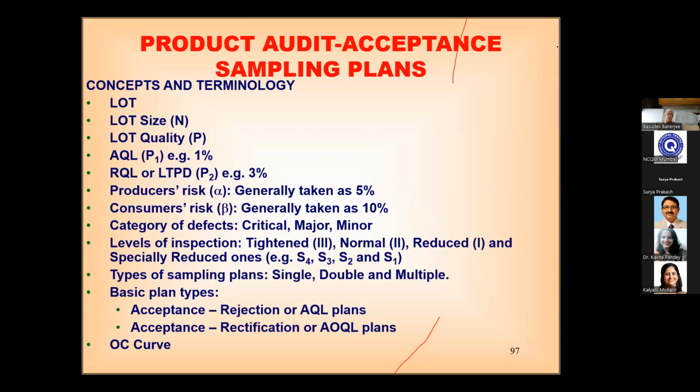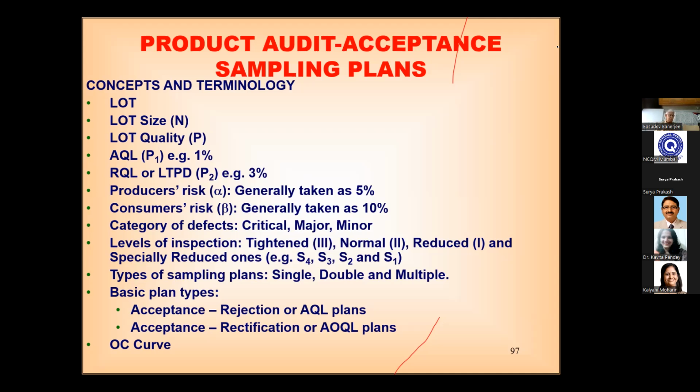Now, product audit or acceptance sampling plan, concepts and terminology. We talk about lot. Lot means all the items coming in a lorry or all the things coming in a wagon. Okay. Lot size is the number of items in the lot. Lot quality is the proportion of defectives in the lot. We normally talk about AQL, that is acceptable quality level, that is P1. For example, it can be 1%. Up to 1%, you will accept that. Beyond that, you will reject.